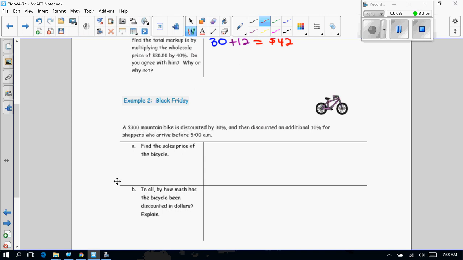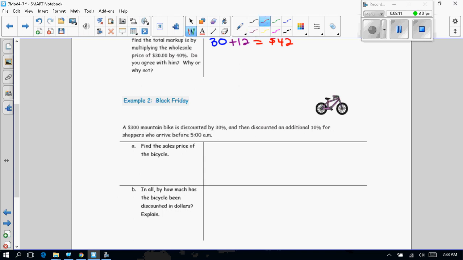But anyway, so it's Black Friday. A $300 mountain bike is discounted by 30%. So you're like, hey, 30% off, great. And you have a 10% off coupon for anybody who shows up before 5 a.m. You are there when the doors open. So I'm curious, what is the final sale price? If you get there before 5 a.m. and you're doing this, how much money are you actually going to have to pay for this $300 bike?